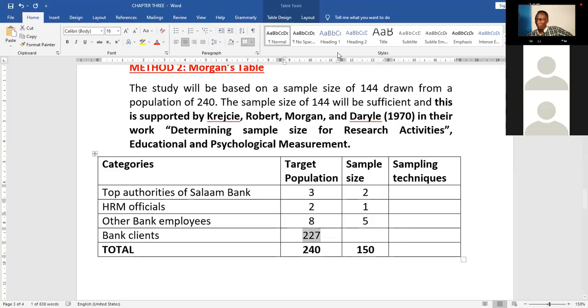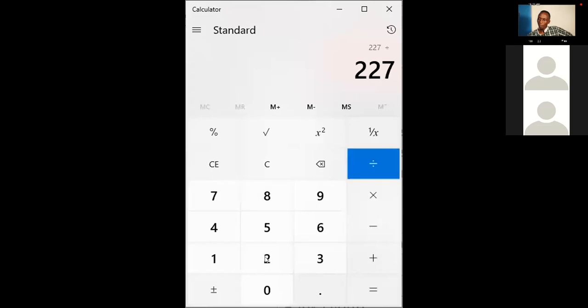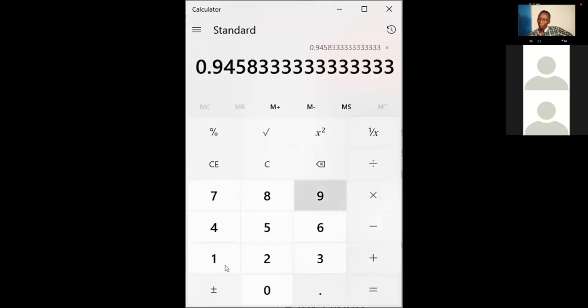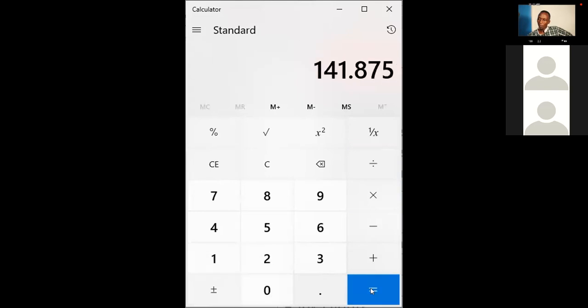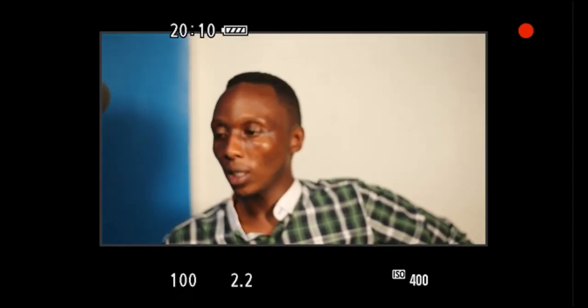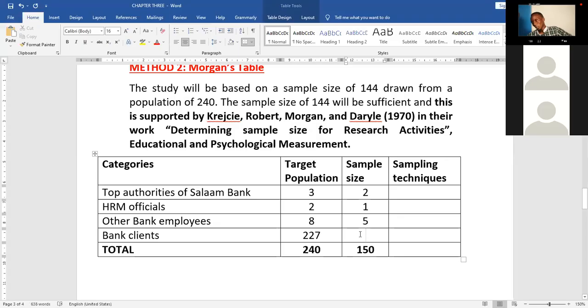So let us go back to the calculator. 227 divided by 240 multiplied by 150. The answer is 142 because you have to round off. Because remember, these are human beings, so you cannot take human beings in decimal places. So this is 142. So let us first add and see whether you can get the same answer.